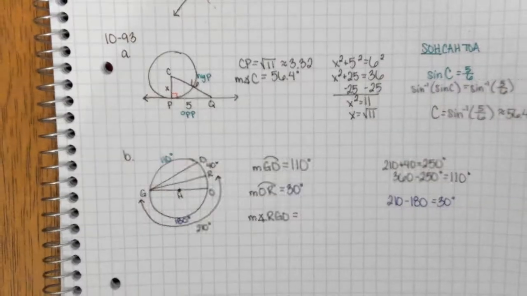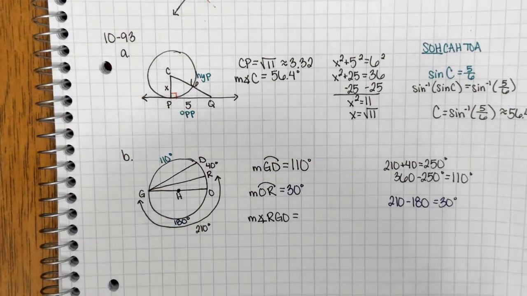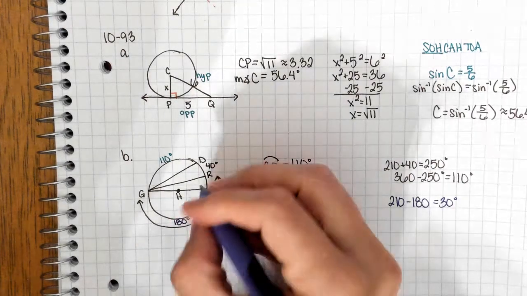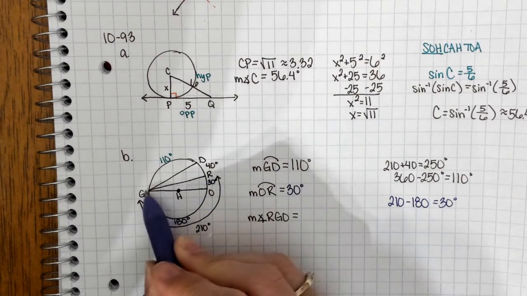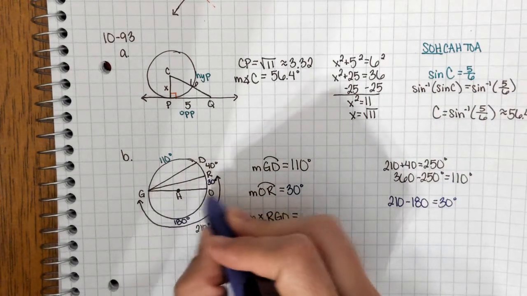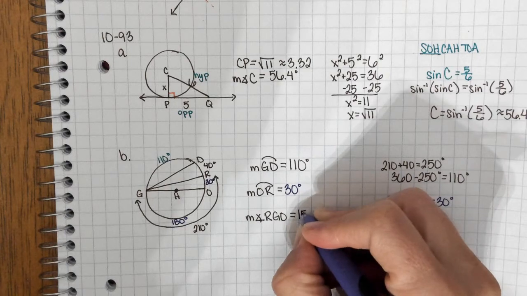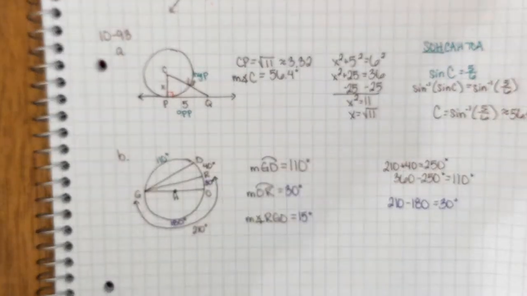And then the last part here, the measure of angle RGO. So we got that this guy is 30 degrees. We want this angle right here. RGO uses the endpoints RO. So you just cut 30 in half. The inscribed angle is half of the intercepted arc, so that's going to be 15. It's half of 30 there.